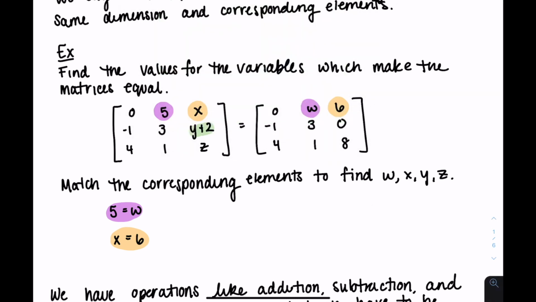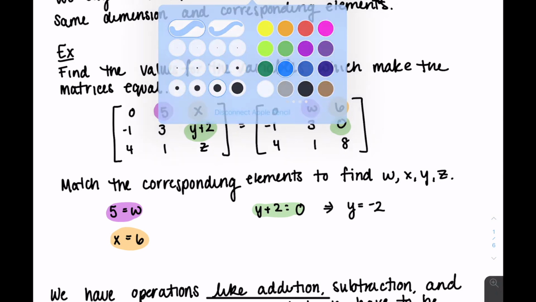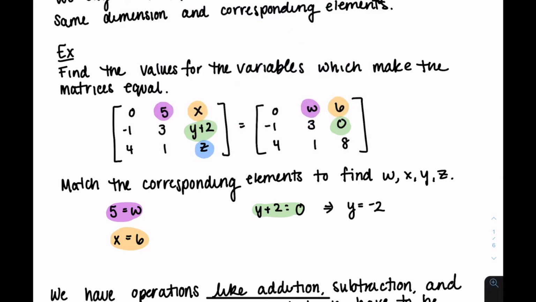If I move on to where the y value is, it's the second row, third column. So this expression better equal 0. So I get y plus 2 is equal to 0, which tells me that y is equal to -2. And then finally, if we move on to z, that's in the third row, third column, better be the same exact thing in the third row, third column over here. So that tells me that z has to equal 8.